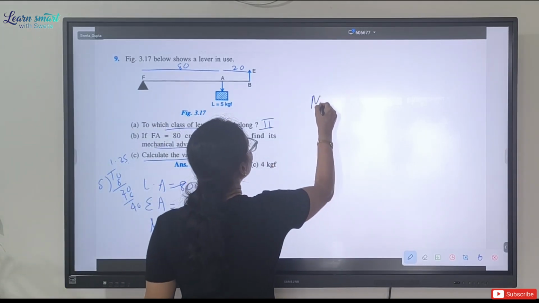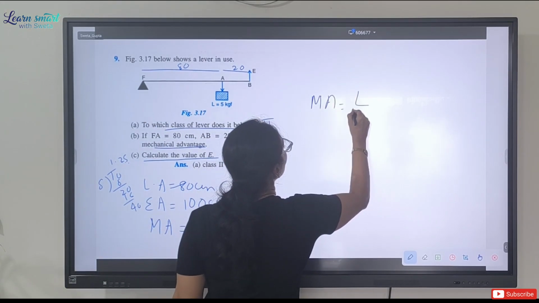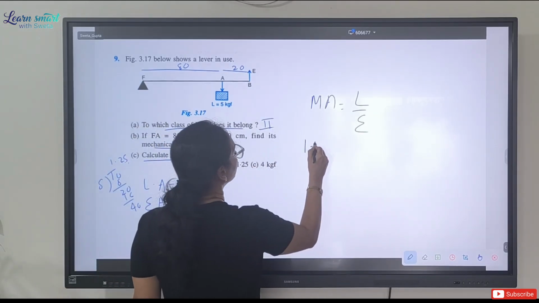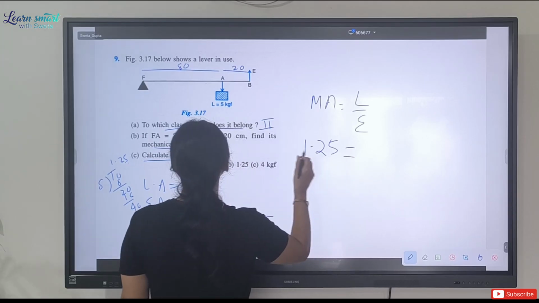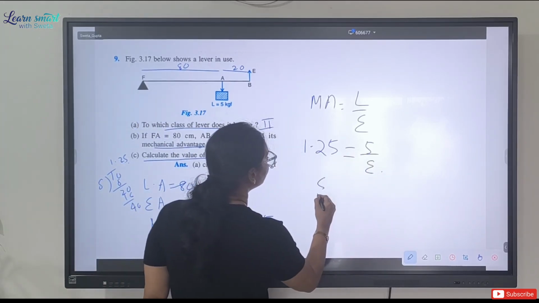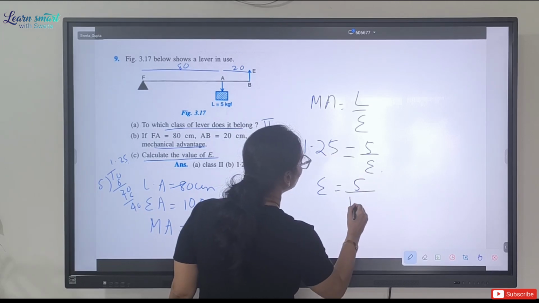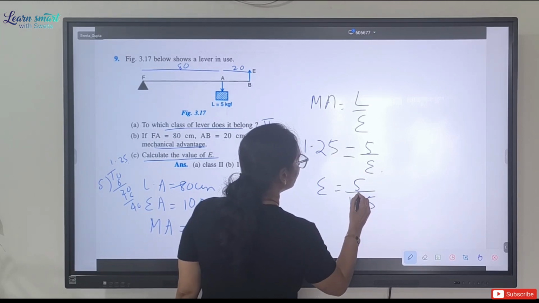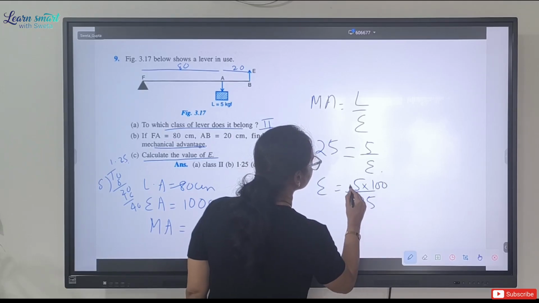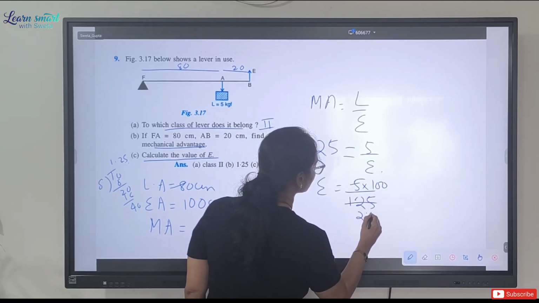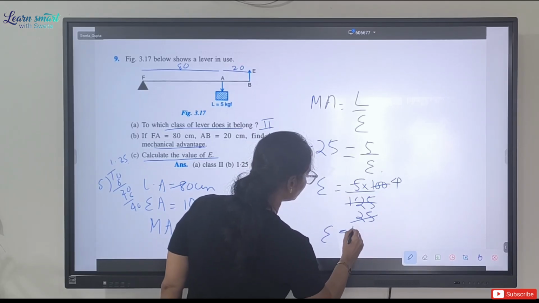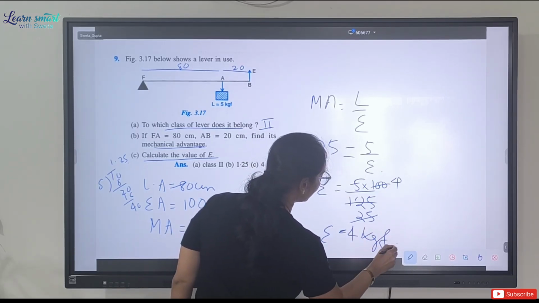So mechanical advantage equals load upon effort. We got mechanical advantage as 1.25. So 1.25 is equal to load, which is 5 upon effort. So effort will be how much? 5 upon 1.25. Just calculate. So we will get effort as 4 kgf.